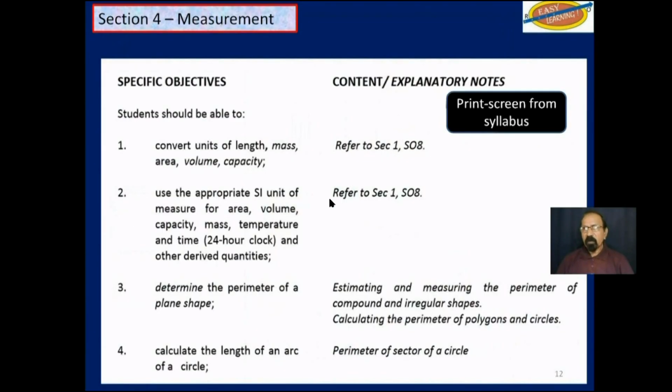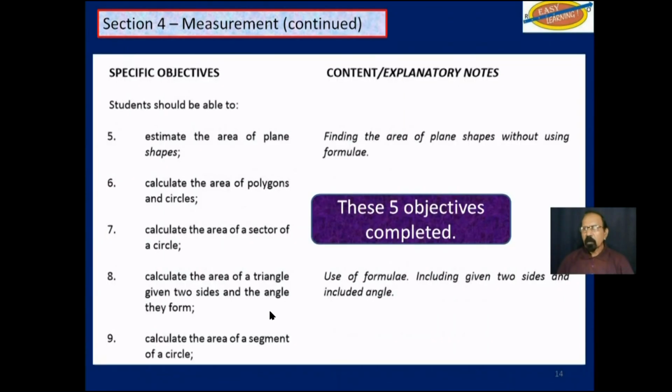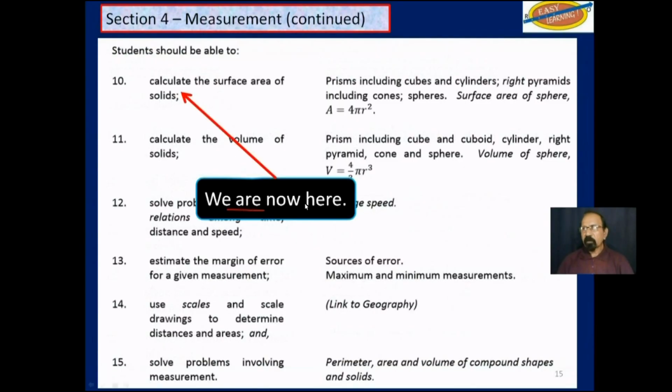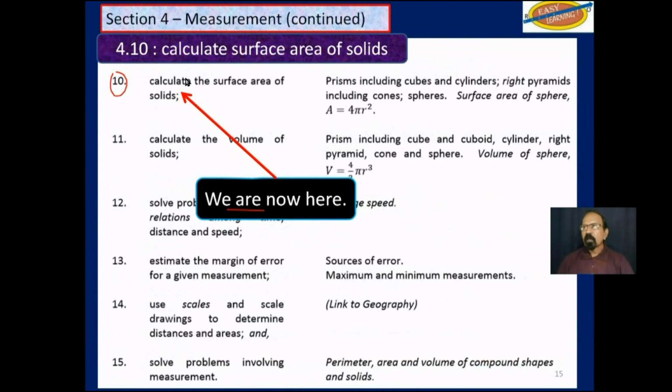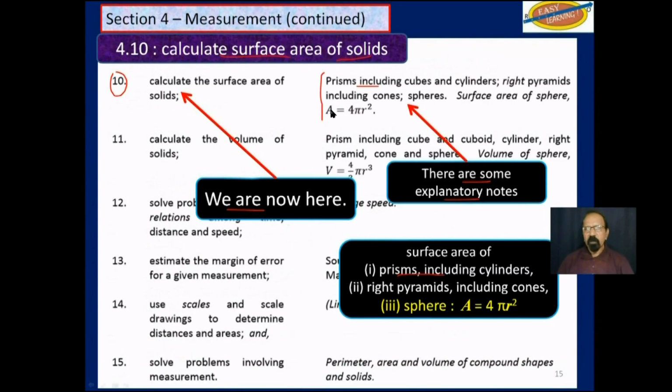This is a print screen of section 4. We have completed all 4 of these objectives from this page. And then from the next page, these 5 objectives, that would be 9 total. We are now here at objective 10, calculate surface area of solids. Now there are some explanatory notes here, as you can see. Prisms including cubes and cylinders, right pyramids including cones, and also the sphere.